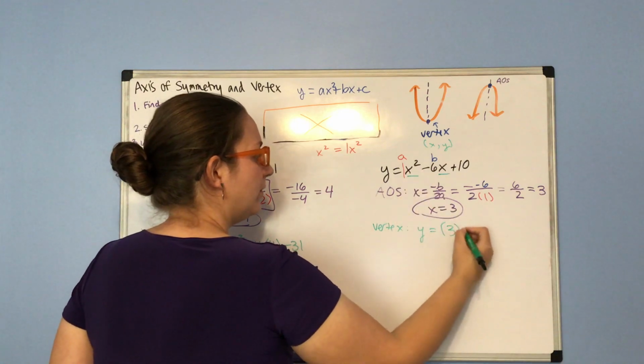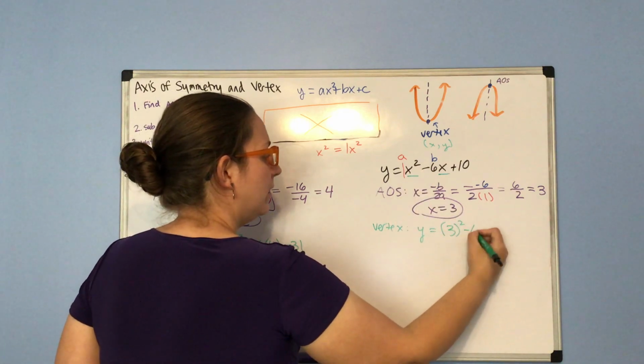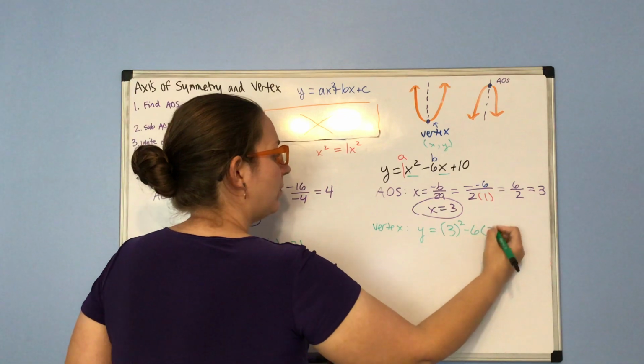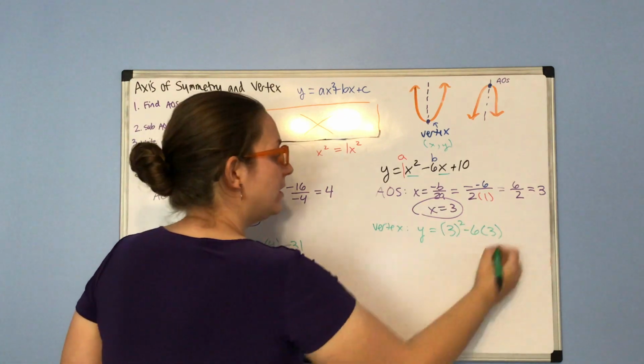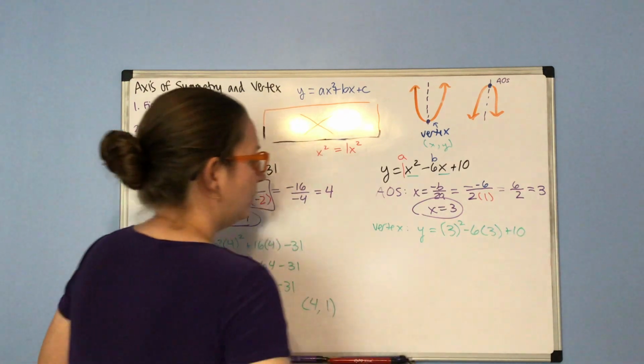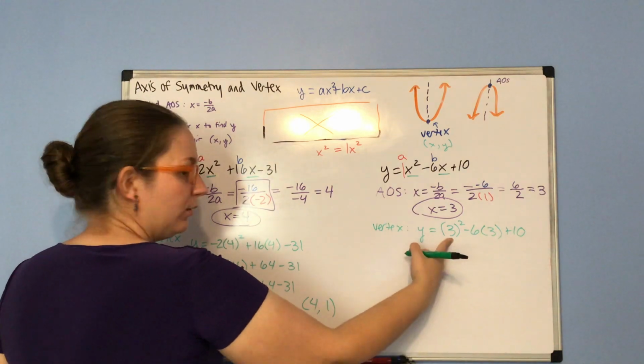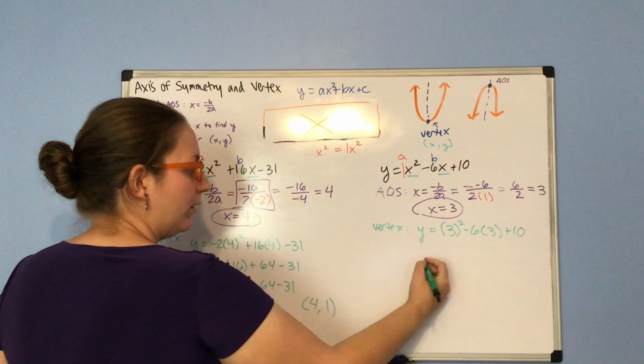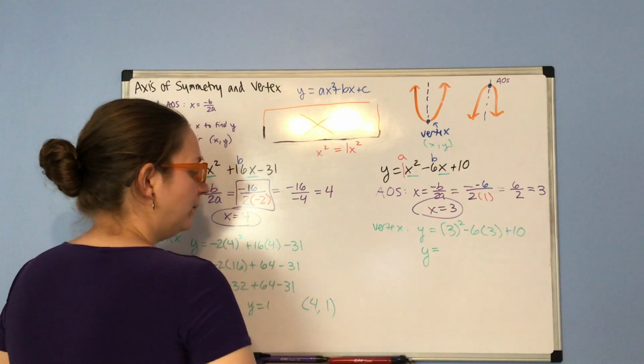So 3 goes in for x squared, minus 6, 3 goes in for x. Notice I'm using parentheses there. Plus 10. Feel free to throw that all in a calculator at once if you have a calculator that'll do that for you. Desmos is a good one.